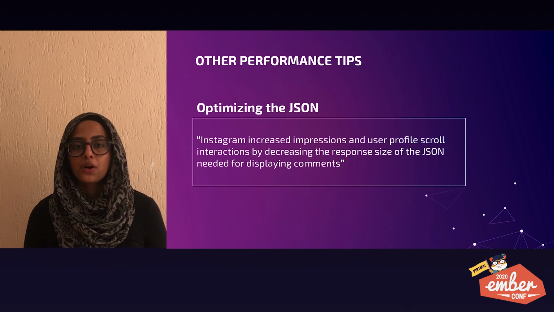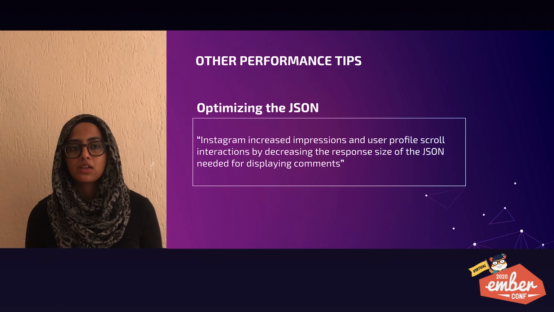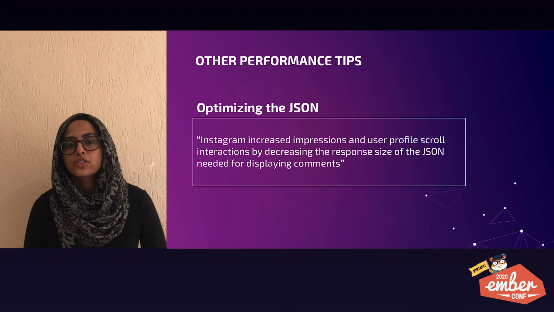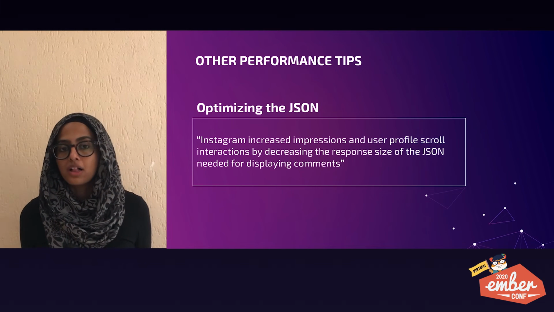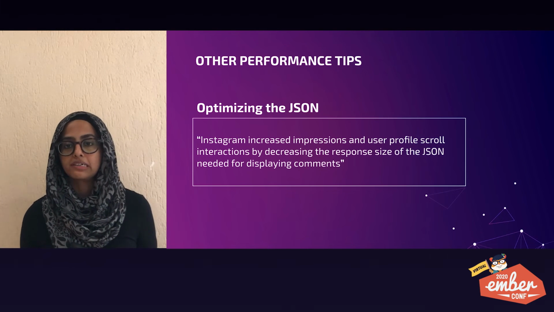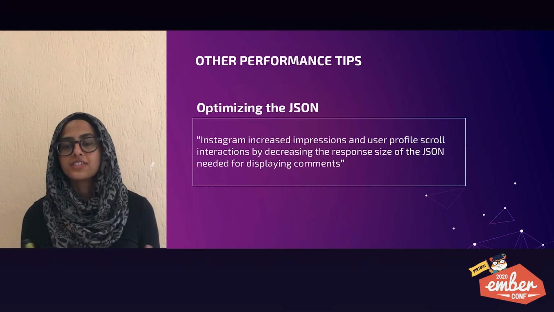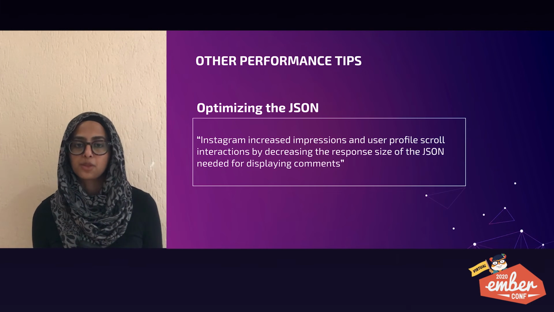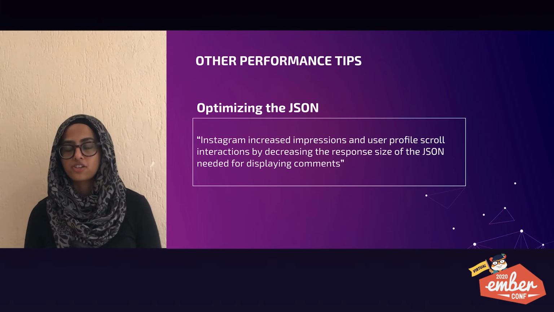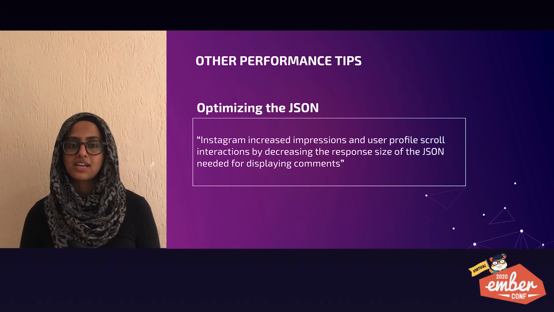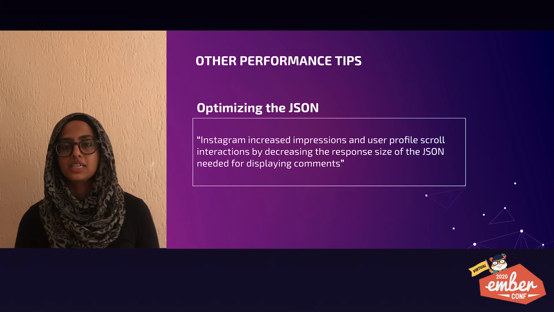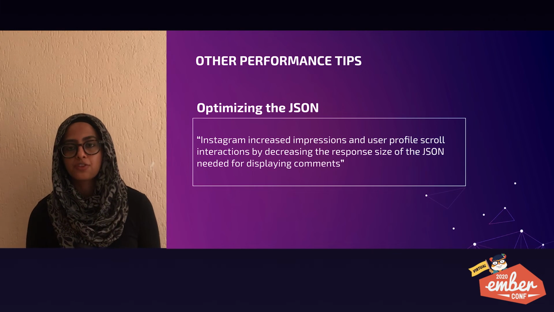Optimizing and sending through only the necessary keys in our JSON payloads can really just optimize our network requests. We should serialize and compress adequately as well. In addition, adopting a technology like GraphQL would automate the optimal parallelization of data fetches, thus increasing the performance. Instagram increased impressions and user profile scroll interactions by decreasing the response size of the JSON needed for displaying comments by 33% for the median and 50% for the 95th percentile.